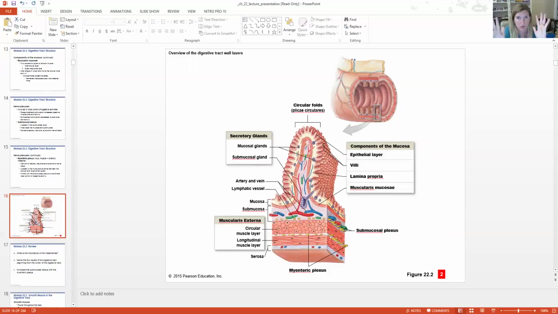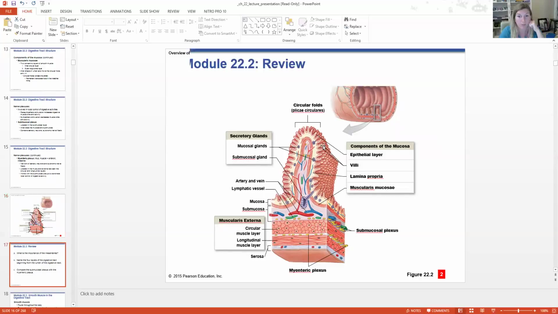You have the mucosa with those villi, the submucosa, which is where all of these vessels are, including our submucosal plexus within that submucosa. Then we have our muscularis externa, which is where the myenteric plexus is for overall regulation and feedback.